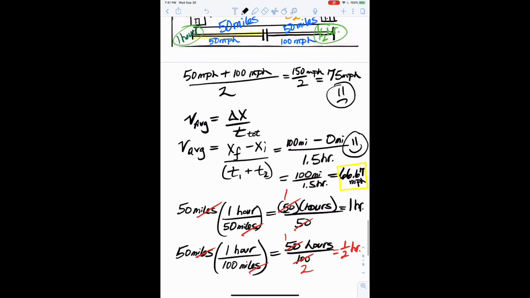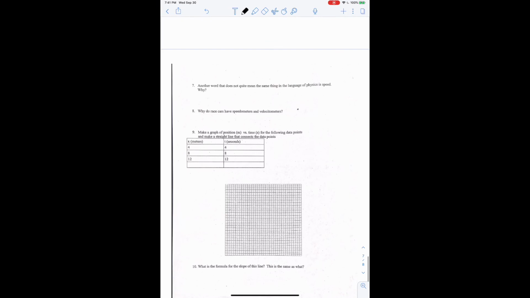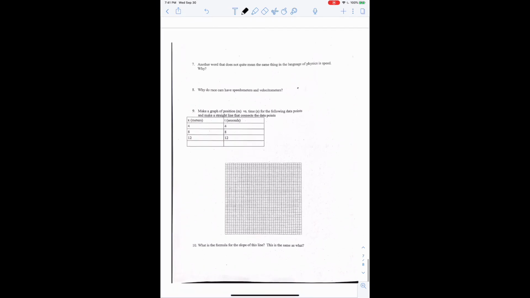All right, good. Okay, another word that does not quite mean the same thing in the language of physics is speed. Why? Well, speed is not direction dependent, right? Speed is a scalar. And direction doesn't matter. All right.